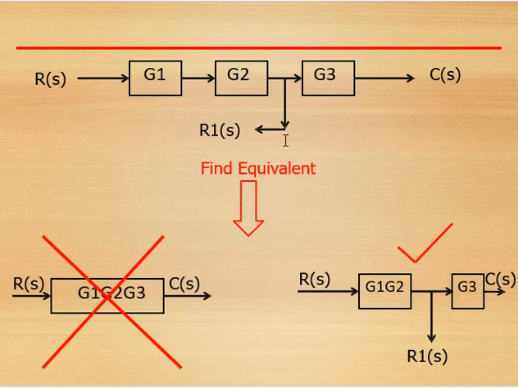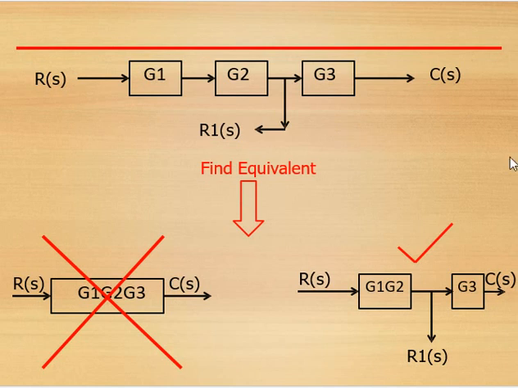Just see here, we can do G1 into G2 like this, but we can't do G1 into G2 into G3 because there is one takeoff point in between these two blocks. तो यही आपको ध्यान में रखना है कि जब भी कोई टेक ऑफ पॉइंट किसी भी ब्लॉक के बीच में होता है तो डायरेक्टली मल्टीप्लाई ना करें.